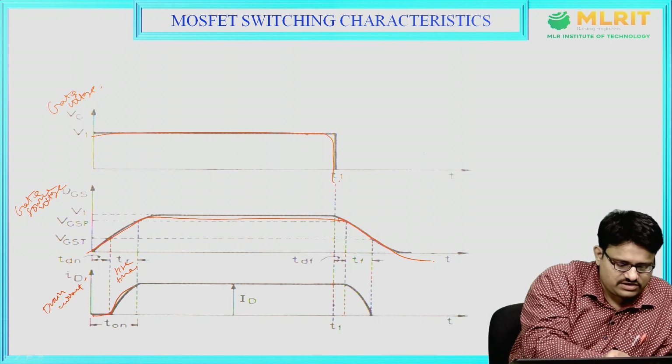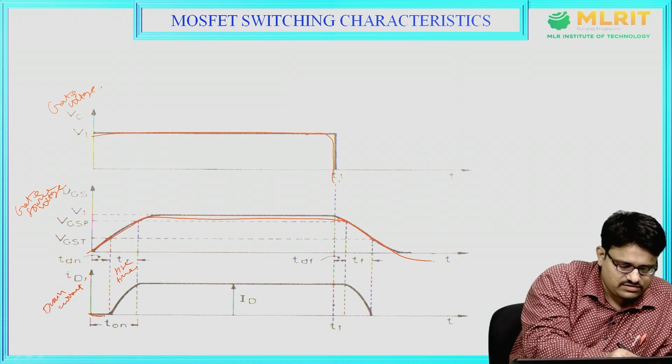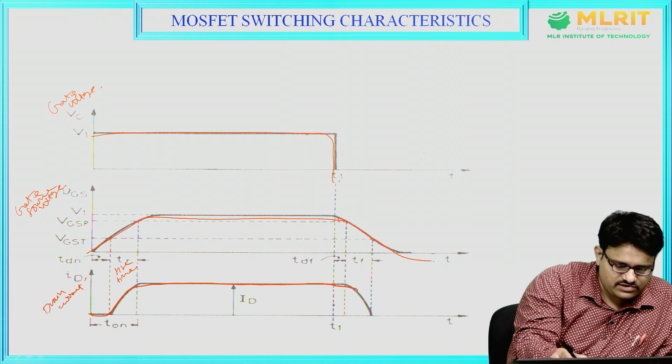So it comes like this. So here the graph comes like this and like this, and this is the drain current.